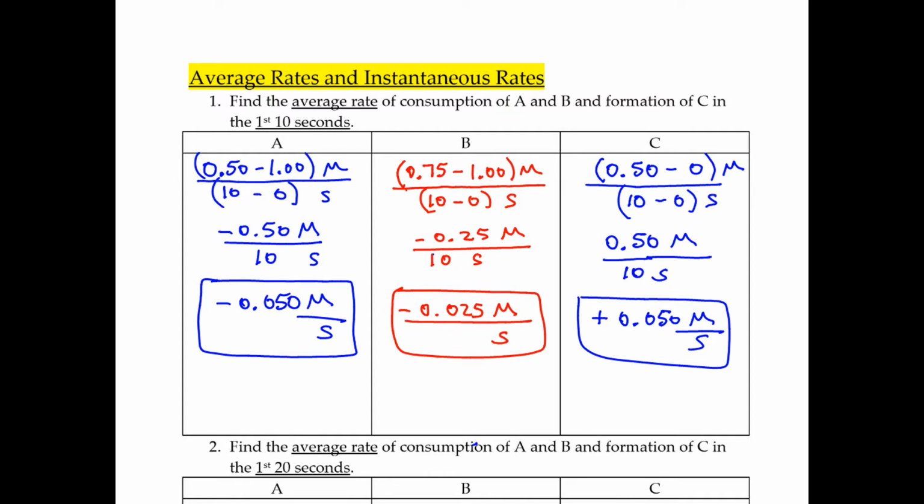So what you could see is that A and C are the exact same numbers but opposite signs, because recall that the equation was 2A plus B yields 2C. So because A and C have the same coefficient, they have the same rate but opposite signs, whereas B, the coefficient is 1/2 of 2, which is 1, and so its rate was half of the A and the C.